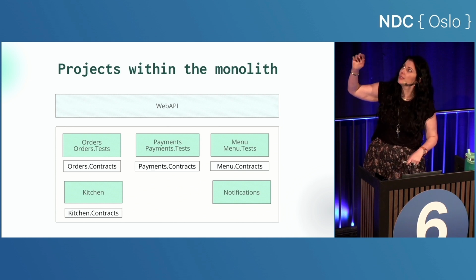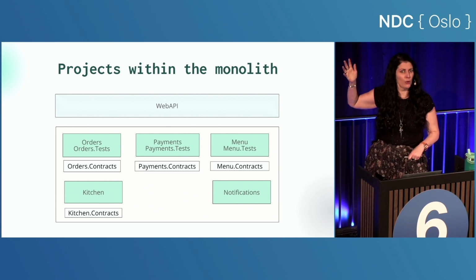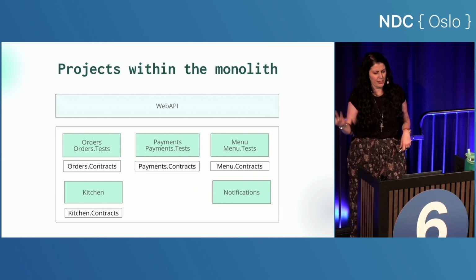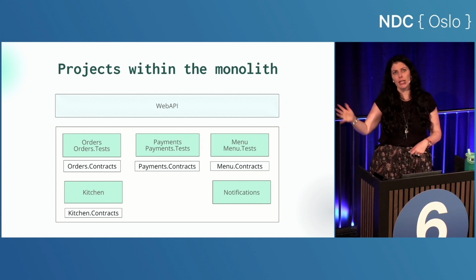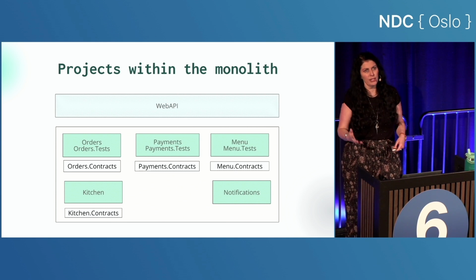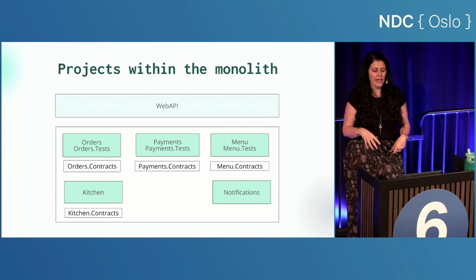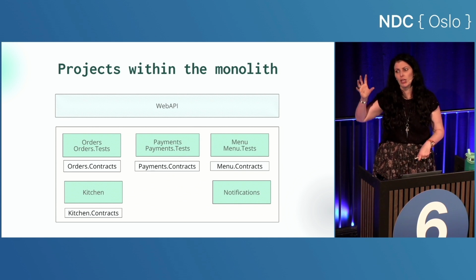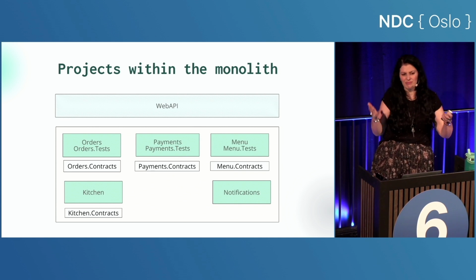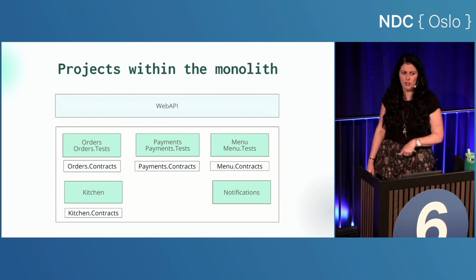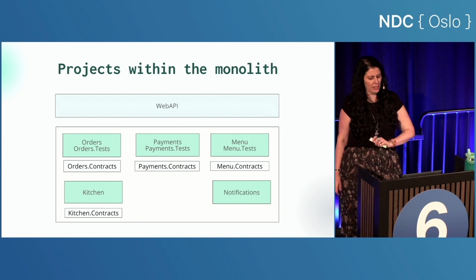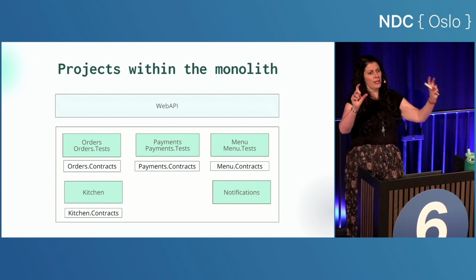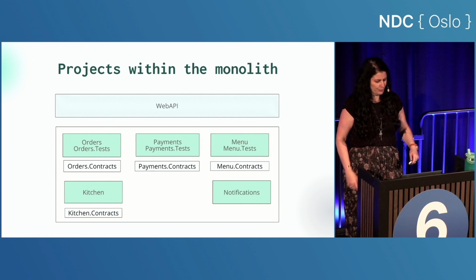So we've got orders, orders tests, and then we've got orders.contracts. That's a class library. In fact, just about all of these are class libraries except the web API. You could have them as executables if you want and just ignore the executable. Some might say that when you come to carve it off into a distributable, that it's all ready to go. Yeah, I think you could be tempted to do bad things. So I like to keep them as class libraries to really cement that our web API is the executable.